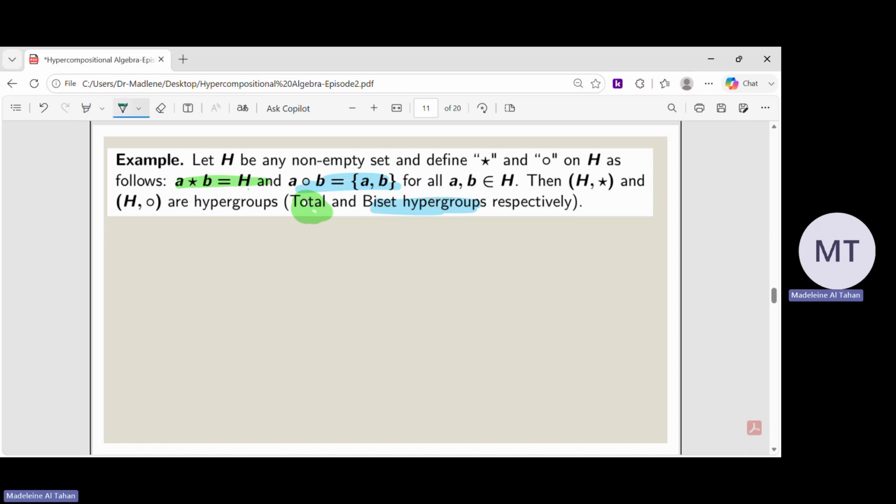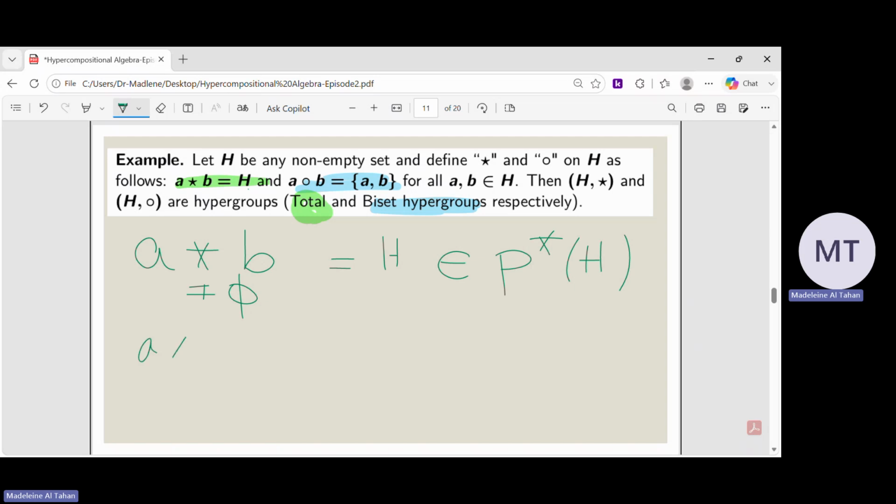Let's start with the green one. We are saying here that a star b is equal to H. First, let's look at it. Is it a hypergroupoid? So a star b, if you look, it's not empty, and it's equal to H, which is a subset of H. So it belongs to P-star of H. So the first thing, this one is a hypergroupoid.